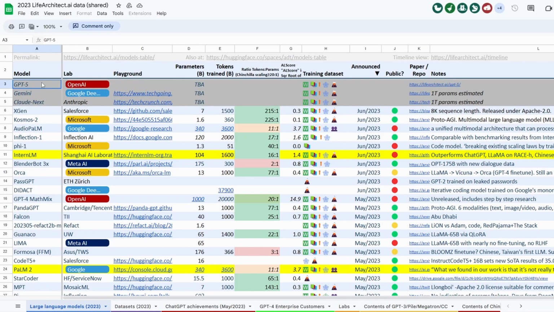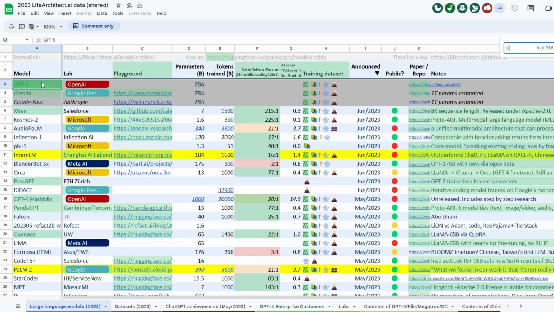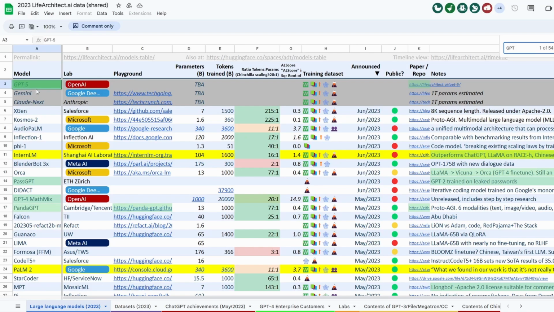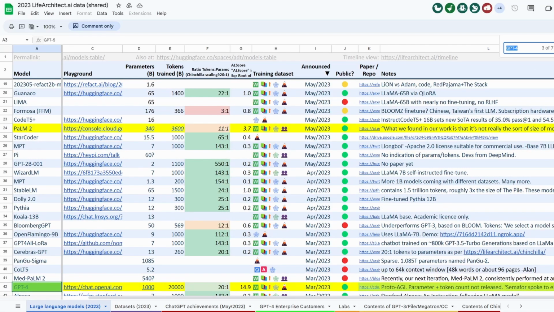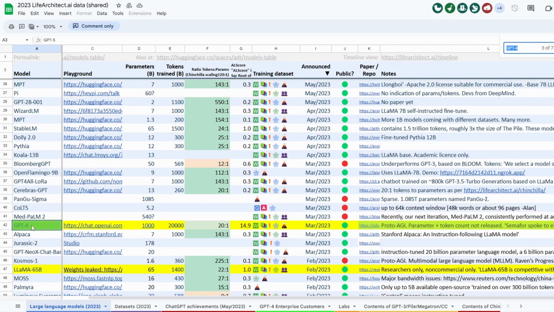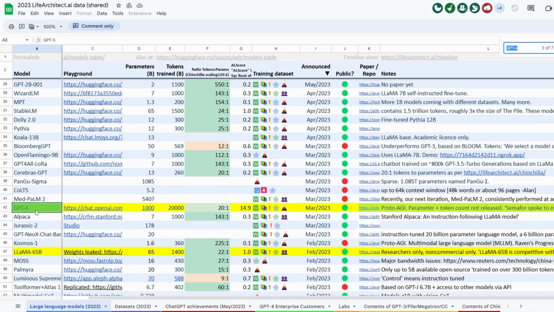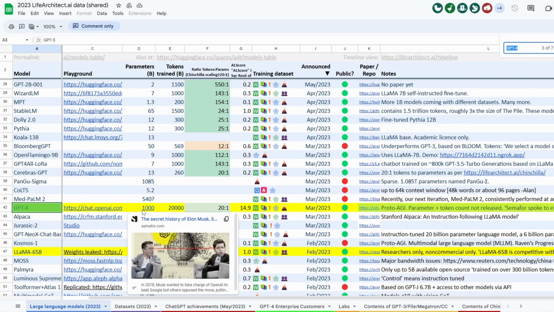So if I press Ctrl F and type GPT, at the very top we have 5, obviously. So we also have GPT-4. Okay, there it is. GPT-4, as you can see, has 1000 billion parameters. Okay, basically a trillion parameters.